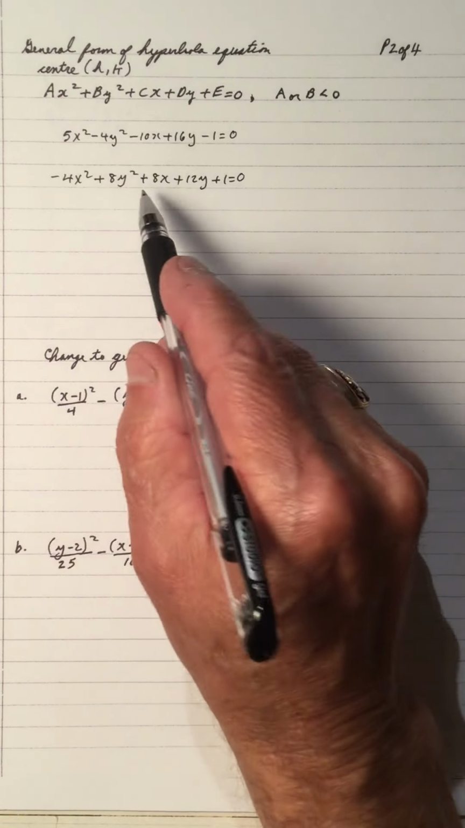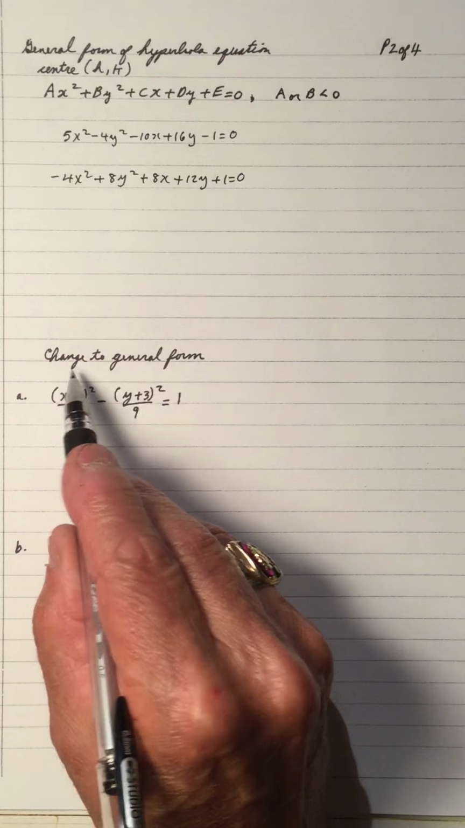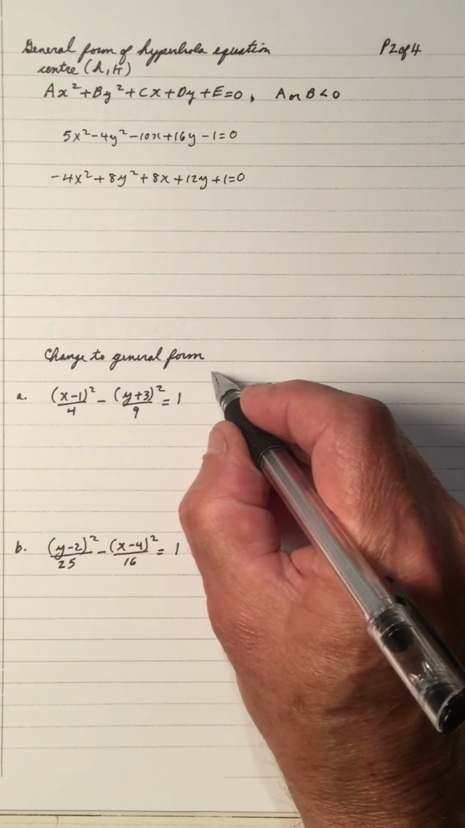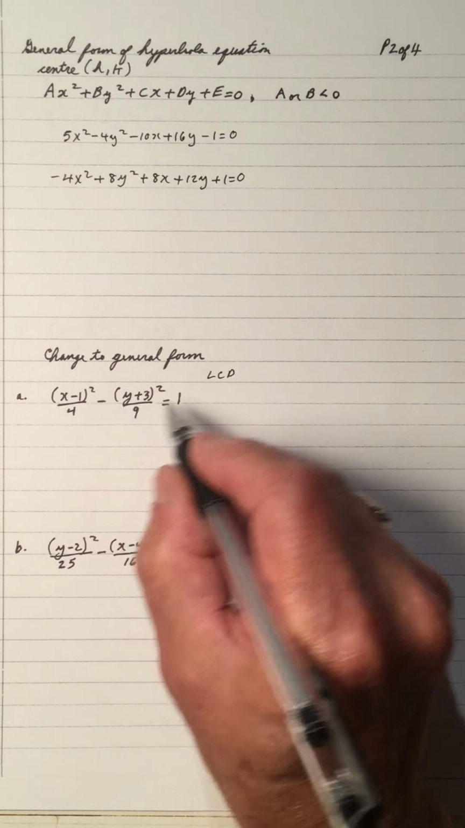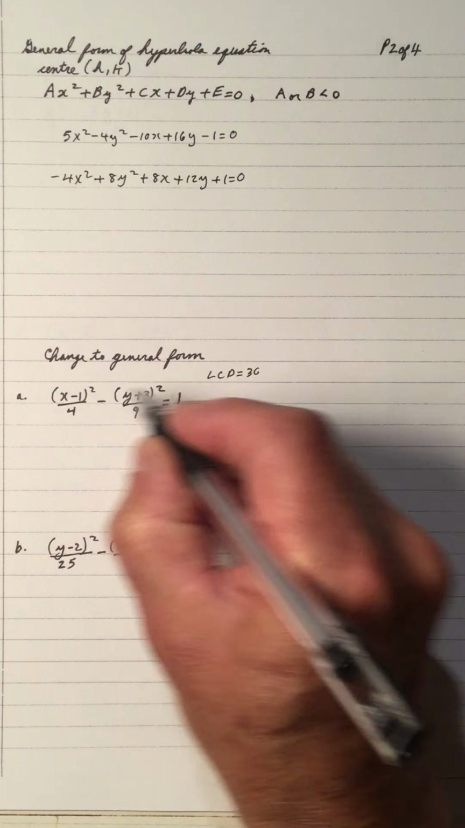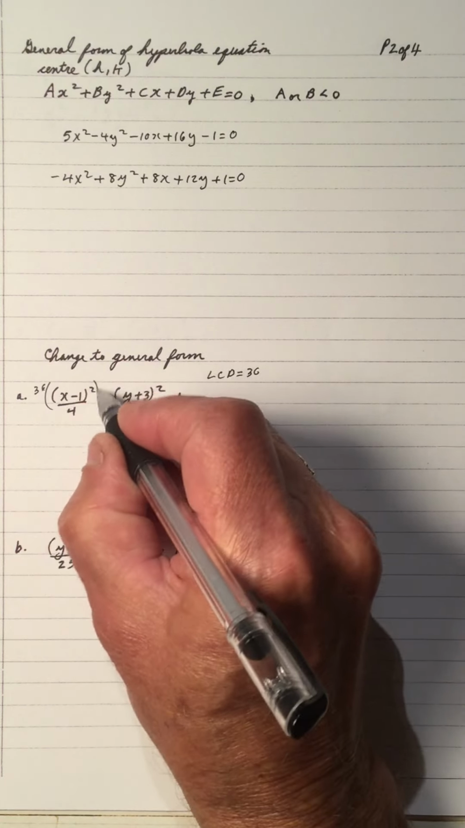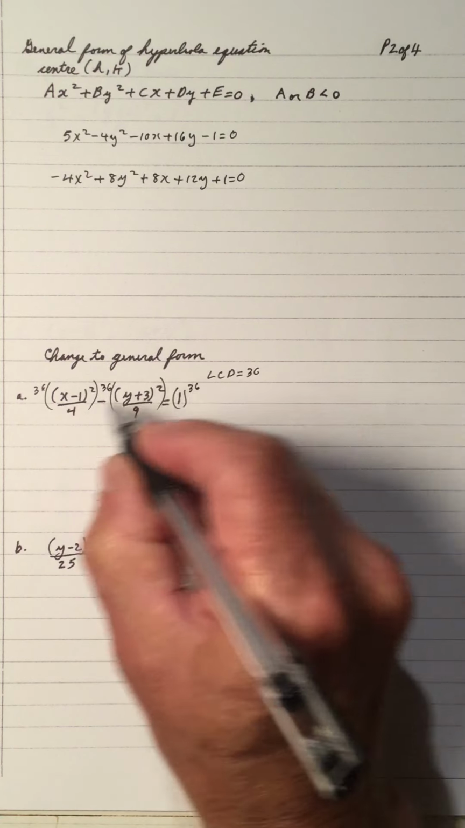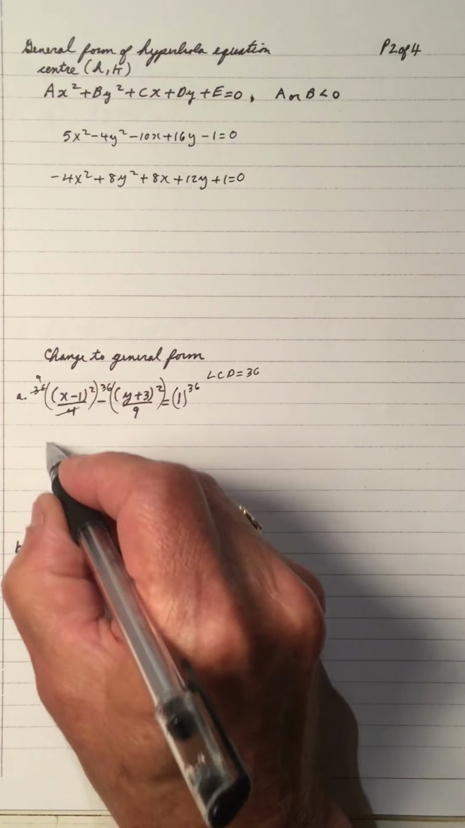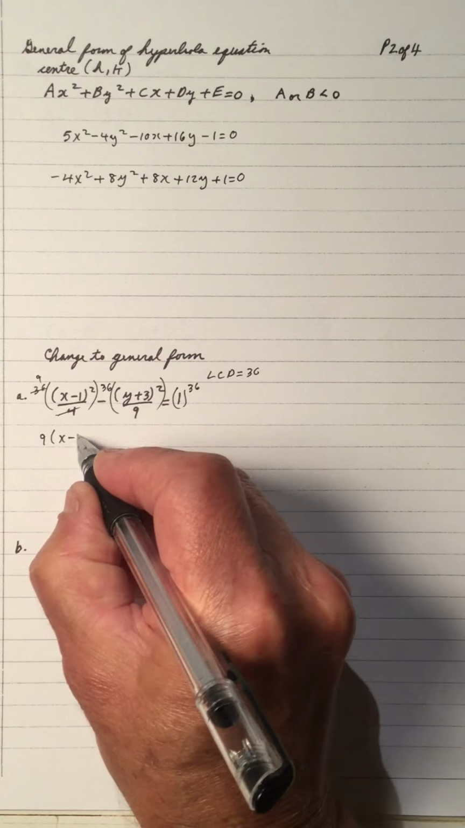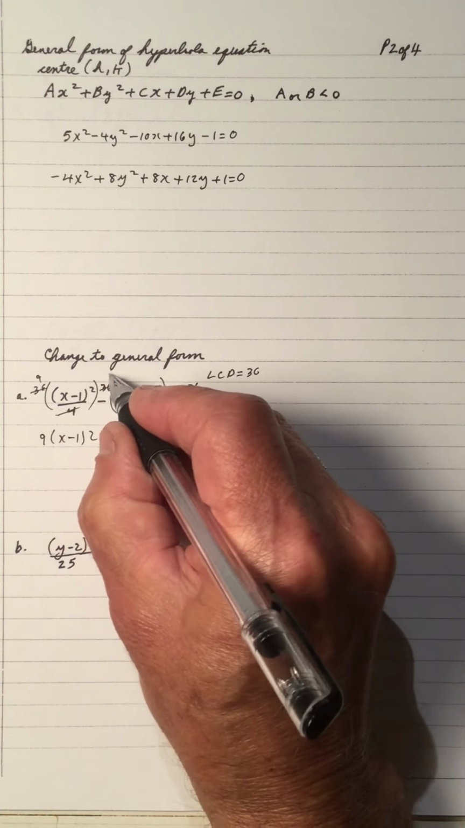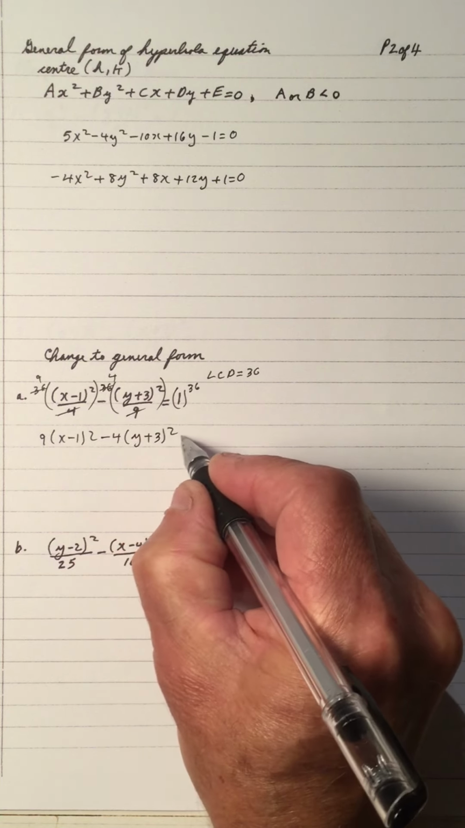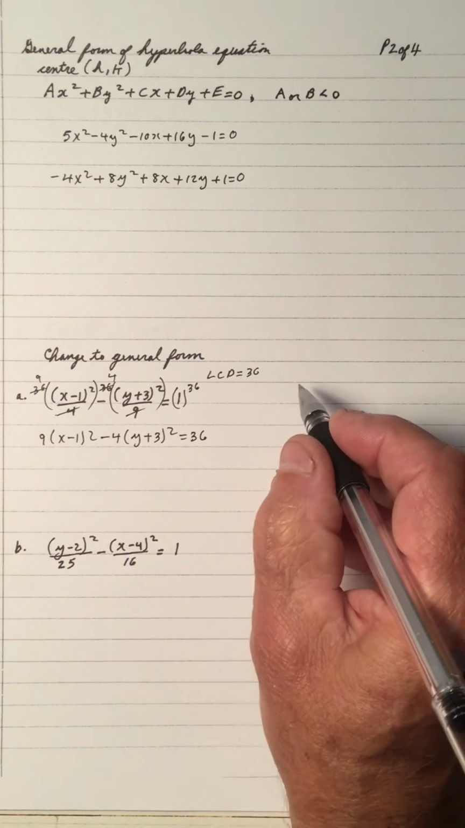So now, since we know what the general form is, let's change this transformational form to the general form. And we have fractions, so the LCD for these fractions, 4 times 9, is 36. So we multiply the first part by 36, multiply the second fraction by 36, and multiply the 1 by 36. 4 into 36 goes 9, so we get 9 times x minus 1 squared. 9 into 36 goes 4, so we get 4 times y plus 3 squared. 1 times 36 is 36.